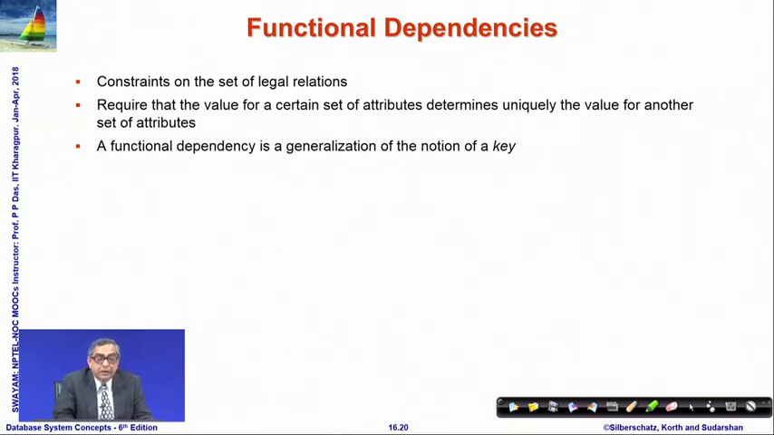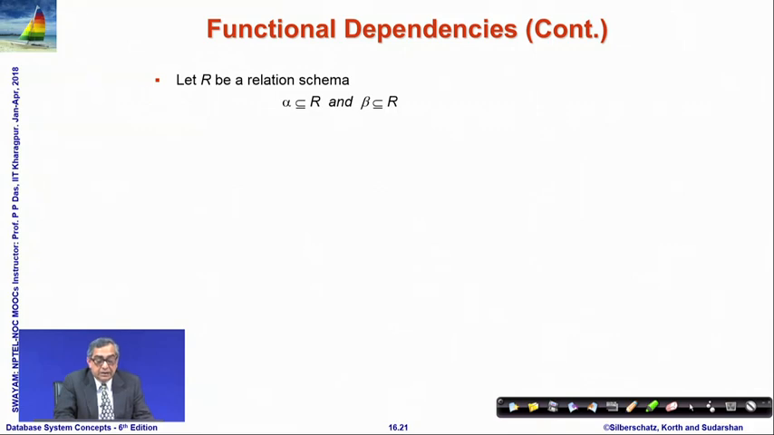You have seen that a similar type of concept exists, where we said a key is a set of attributes so that if the values of 2 rows are identical over these set of attributes, then the 2 tuples, the 2 rows, must be totally identical. So, a key does something similar to a functional dependency, but is more specific. Functional dependency is a generalization. So, let us formally define that.